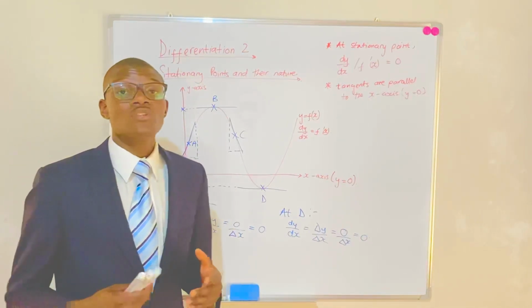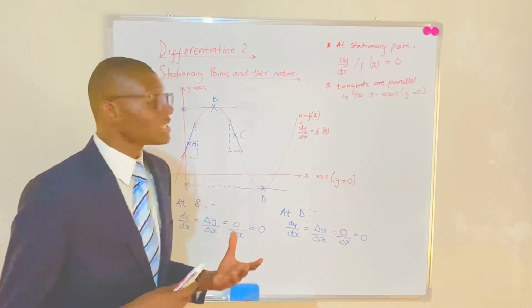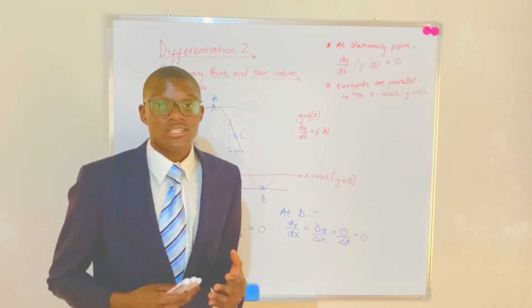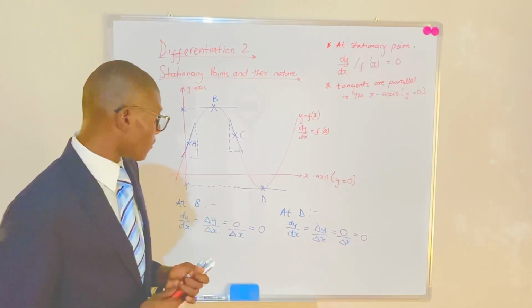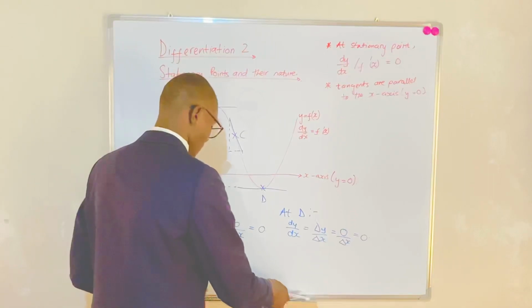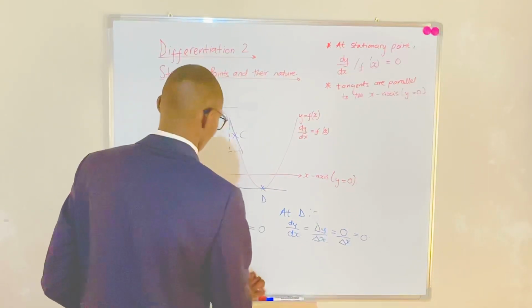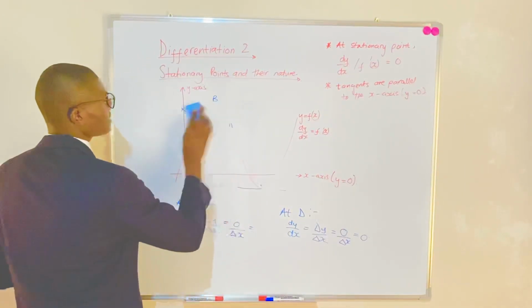So now I would like to look at an example that requires us to find the coordinates of the stationary point. Allow me to erase this.